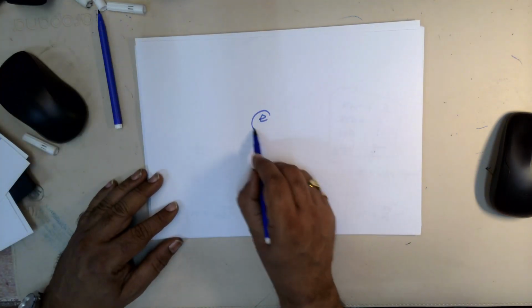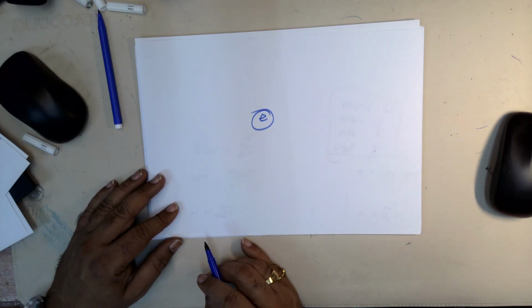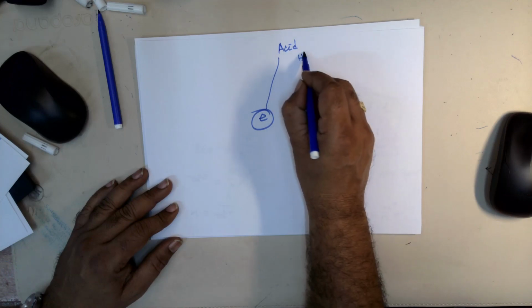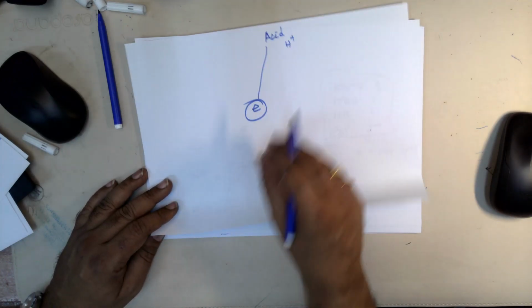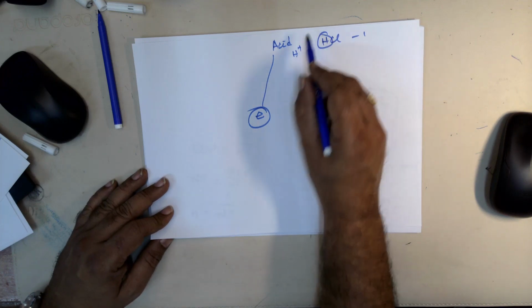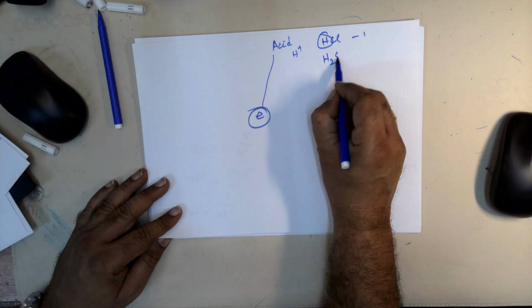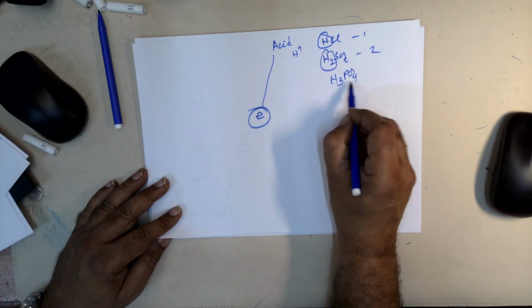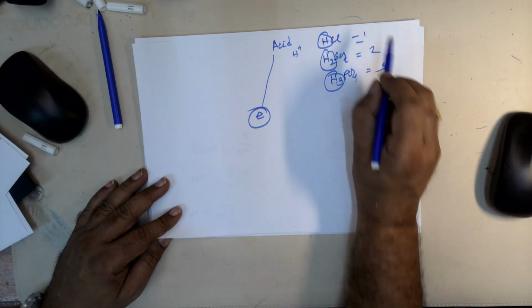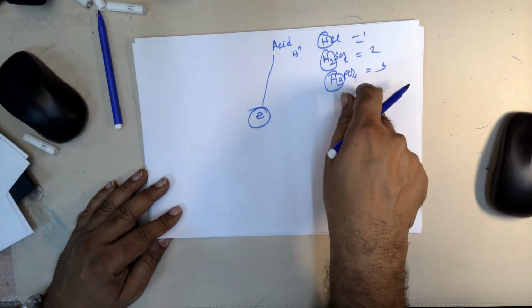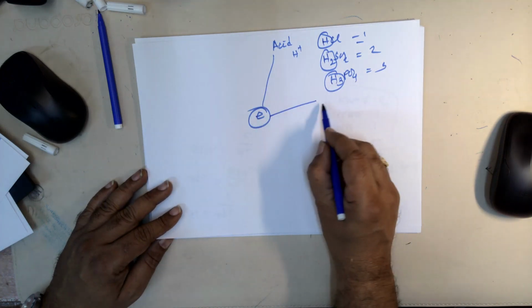Let me tell something more about this valency factor E. In the case of an acid, this represents the H plus presence. How many H plus does it have? In the case of HCl, it is 1 because it has 1 H plus. In the case of H2SO4, you have 2 because it has 2. In the case of H3PO4, phosphoric acid, you have 3. So based on the replaceable hydrogen, you can call the valency factor. Do you understand this?